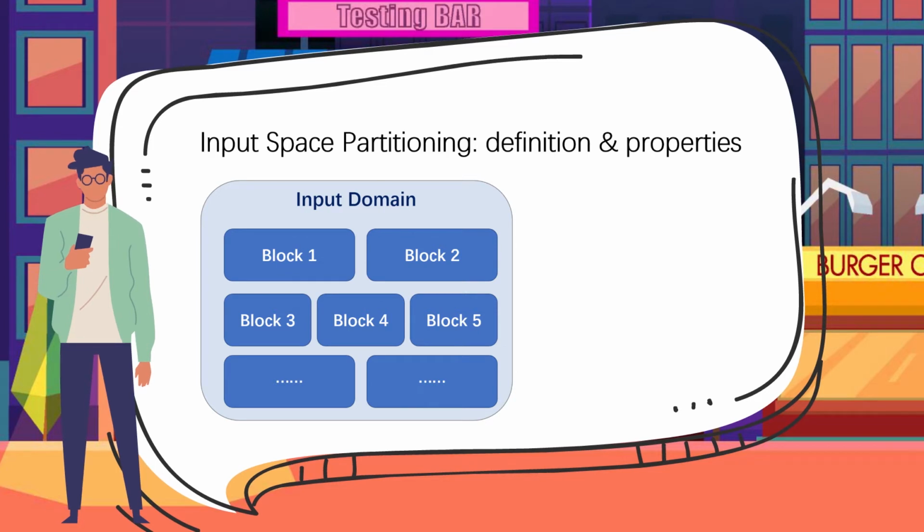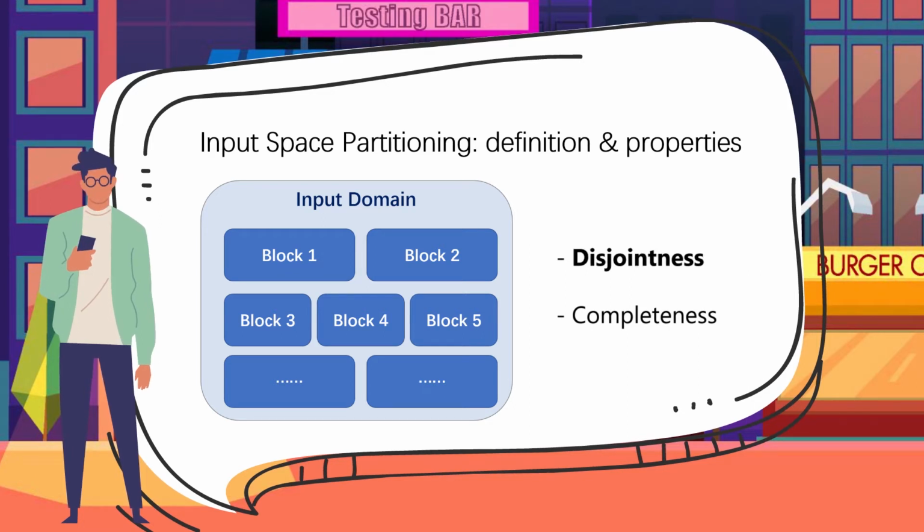The partitioned blocks must satisfy 2 properties, disjointness and completeness. Disjointness means the blocks must not overlap with each other. Completeness means the partition must cover the entire domain.